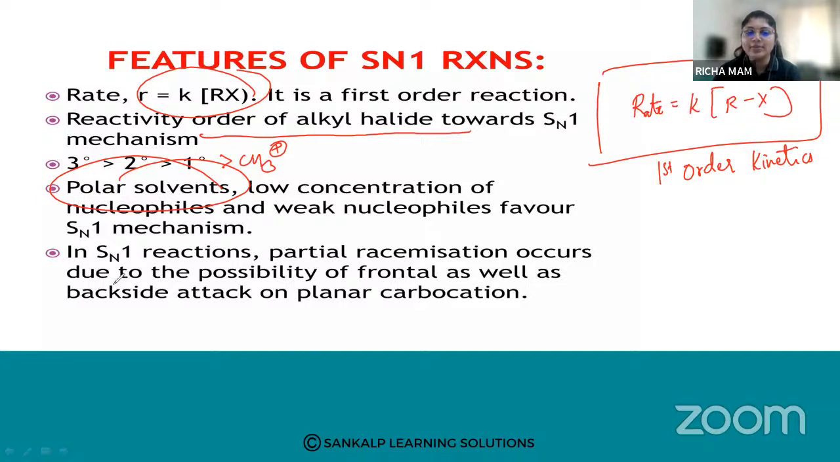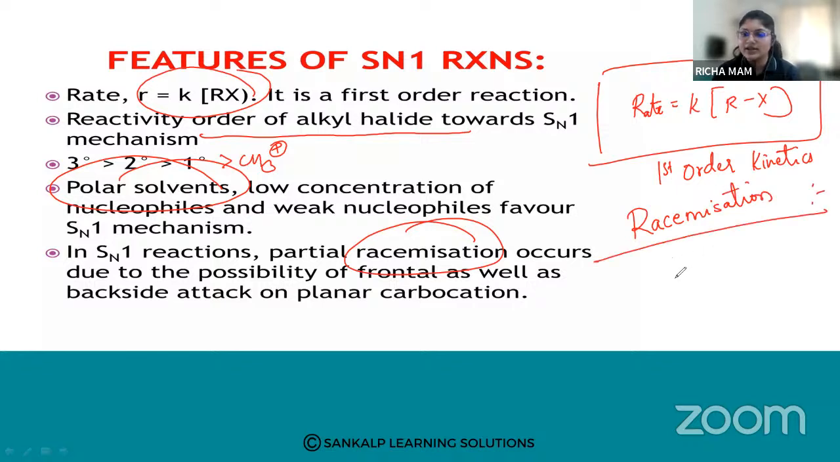And what will happen in the SN1 mechanism? Partial racemization takes place. What do you mean by racemization? Do you know what retention is? First we will understand what retention is and what inversion is, then you will come to know what racemization is.